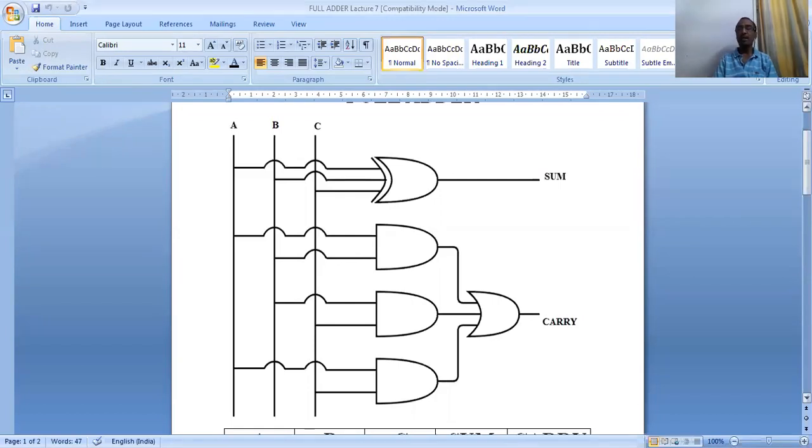Output of the first AND gate, that is 1 multiplied by 0, output is 0. Output of second AND gate, B equal to 0, C equal to 0. Therefore, output of second AND gate is also 0. C equal to 0, A equal to 1, 0 multiplied by 1. The output of the third AND gate is also 0. Then output of all the three AND gates is 0. Therefore, output of OR gate is also 0. That is carry equal to 1. Understand? Next case.